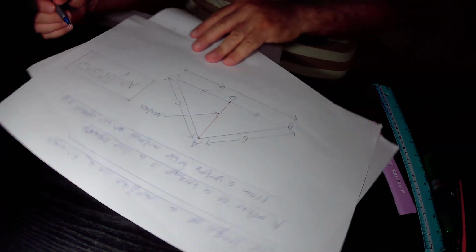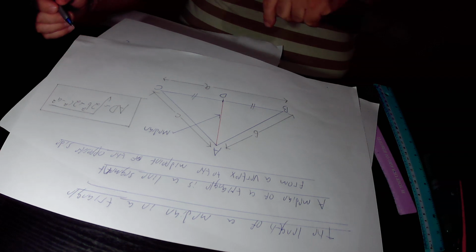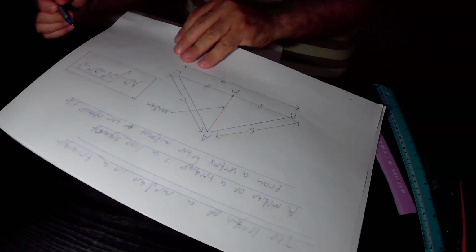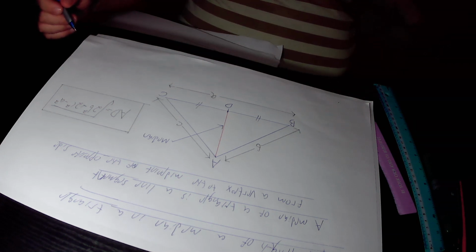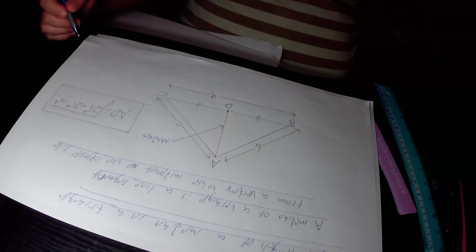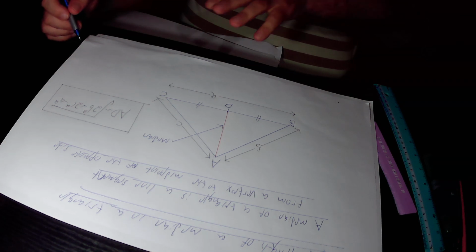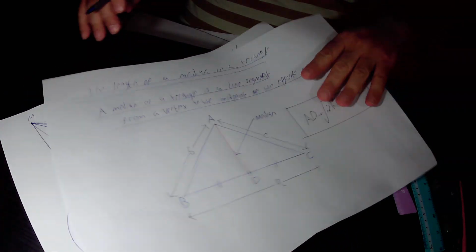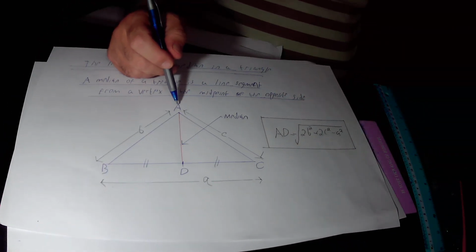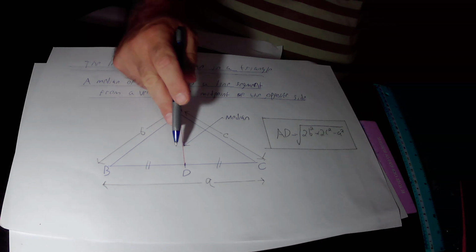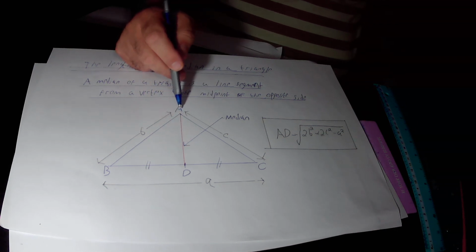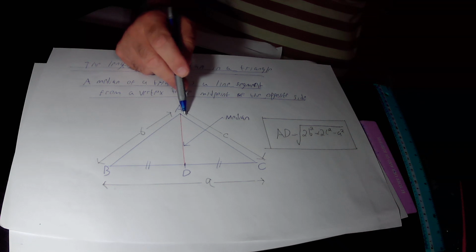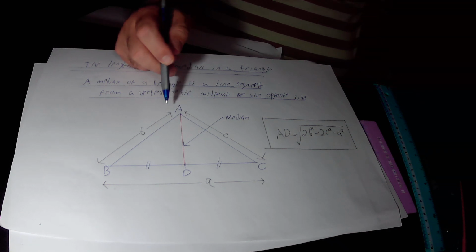So the rule is about the length of the median of a triangle. According to the new rule, first of all, what is a median? A median of a triangle is a line segment from a vertex to the midpoint of the opposite side. So if we focus on this vertex A, from this vertex A we have line segment AD. That is to say, line segment AD is located on the opposite side of this vertex A.